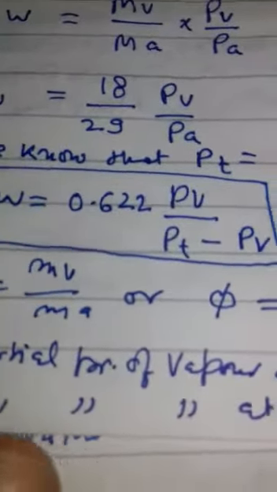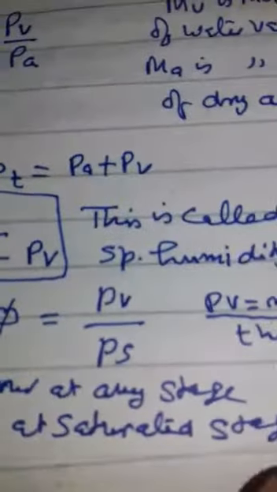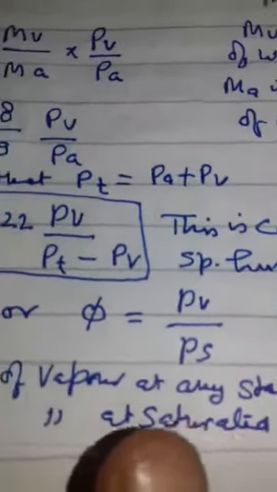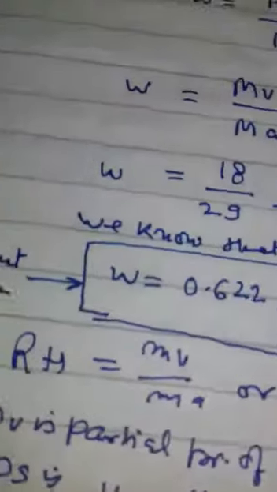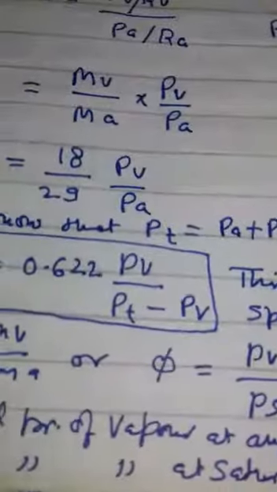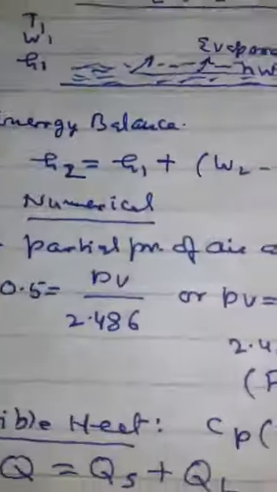PS is the partial pressure of the vapor at saturated stage. Saturated means it is completely filled with the water vapor, then it is called saturated stage. Okay, next page I will move.